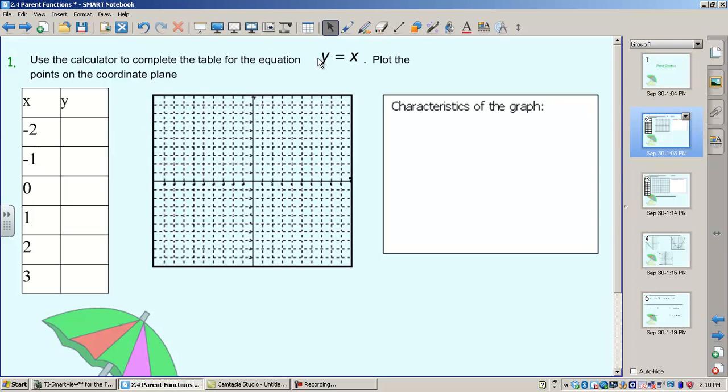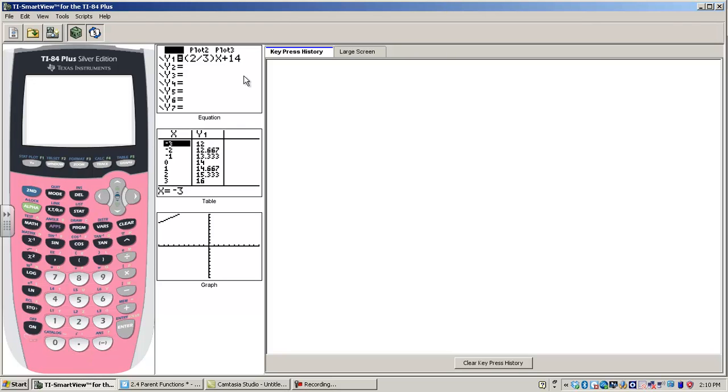It says to use your calculator to complete the table for the equation y equals x. Then we're going to plot the points on the coordinate plane. I'm going to show you how to do this on your calculator, but then I want to talk about how you can do this even without. So if you pull out your calculator, we want to complete the table for the function y equals x, or the equation y equals x.